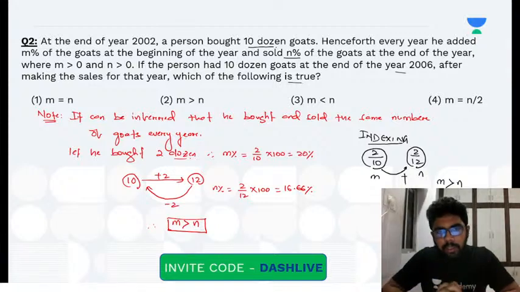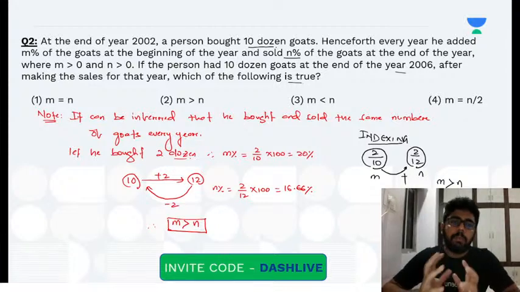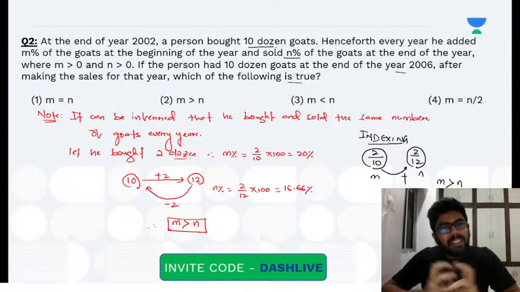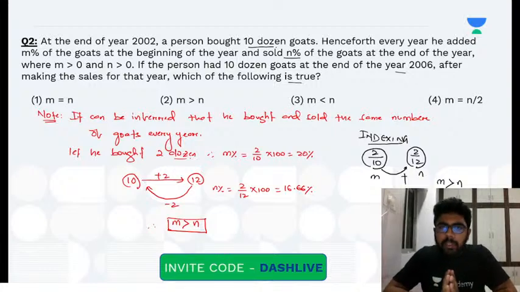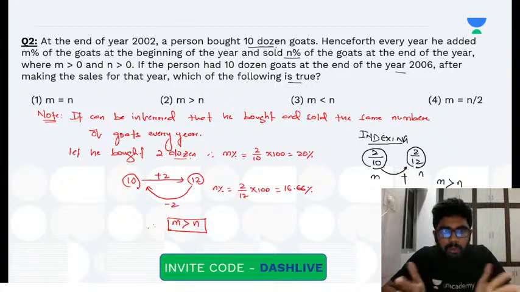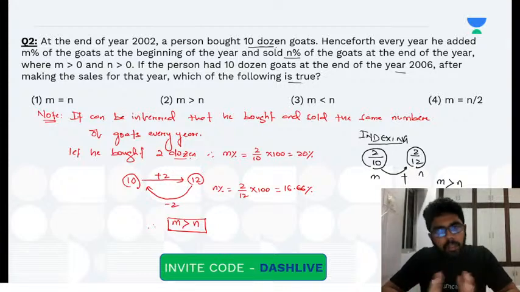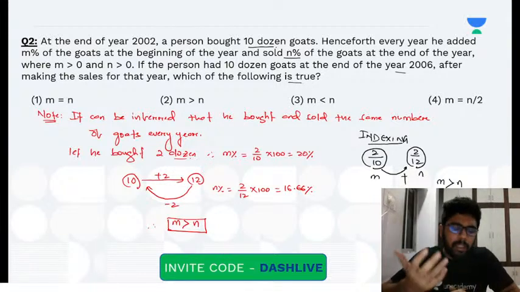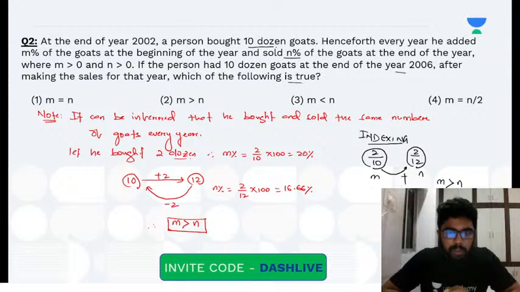So you can see it can be inferred that he bought and sold the same number of goods every year. Instead of getting into variables and assuming, let's say he bought X goats, nothing is told about the number of goats. It's a positive number, obviously. So let's say he bought 2 dozen goats. You can take any number, you get the same answer. I'll take, let's say, 2 dozen goats.